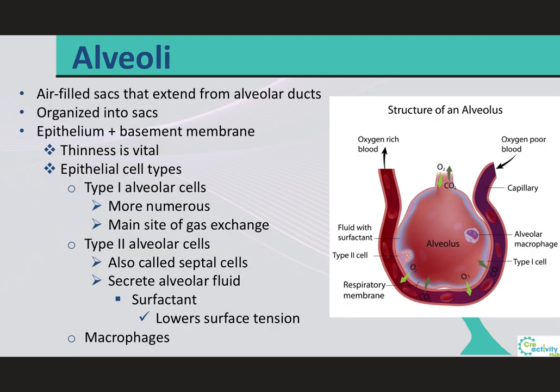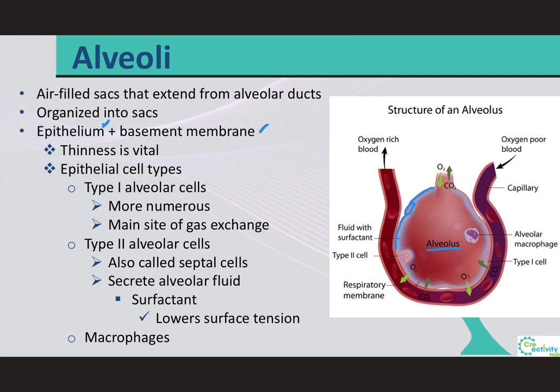Now let's focus specifically on the alveoli, which if we're referring to it as a singular would be alveolus. So in this case, right over here, we have an alveolus, which is the sac that's filled with air and that extends from the respiratory bronchioles, the alveolar ducts, and the alveolar sacs. Now, an alveolus will consist of little more than an epithelium that will be supported by a basement membrane, and the thinness of the alveolar wall is going to be vital for the process of gas exchange.